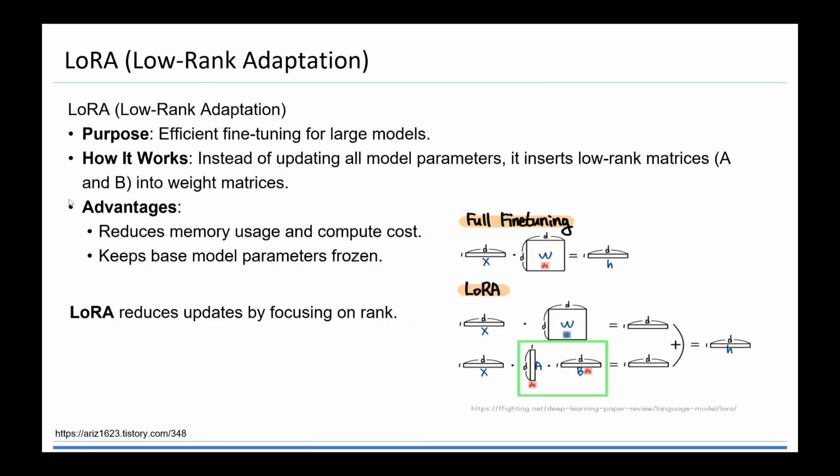So LoRA, or low rank adaptation, the purpose is efficient fine-tuning for large models. If you have a very huge model, we can use LoRA. How it works: instead of updating all the parameters, it inserts low rank matrices A and B into weight matrices. In full fine-tuning, you put the X and multiply with the weight, and then you get a new matrix. And this weight is for all the parameters.